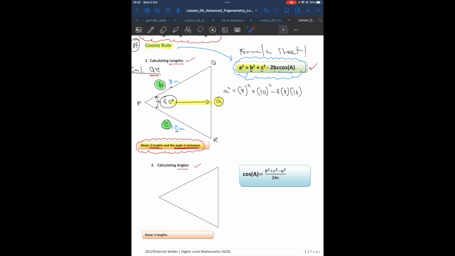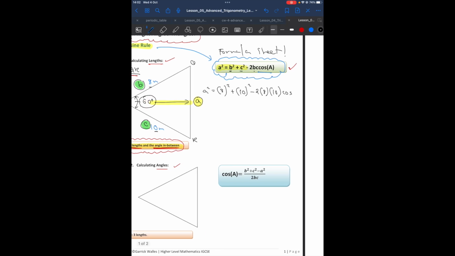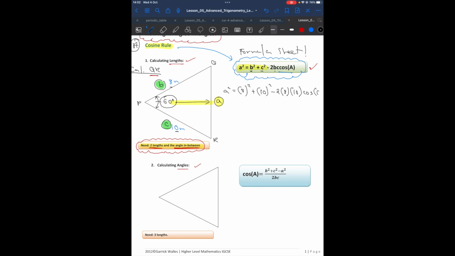And then we have this cos A. Now, cos A refers to the angle. So we then have to write cos, and then the angle is going to be that 60 degrees. Now, once we've written down this piece of working, this is your method mark, basically. All you have to do is just retype this into your calculator exactly as you've written it down here.